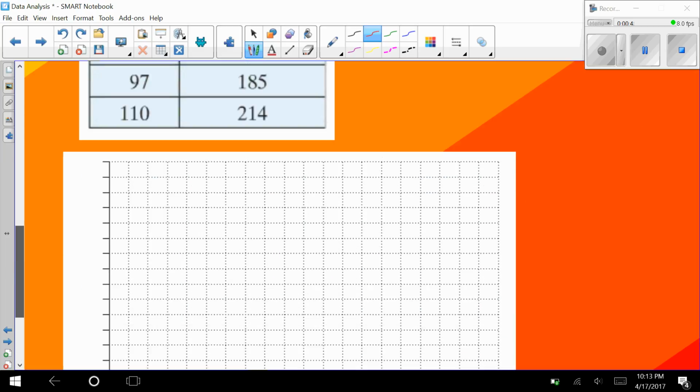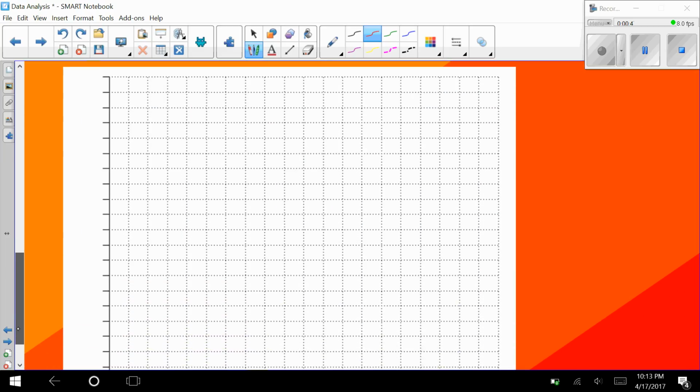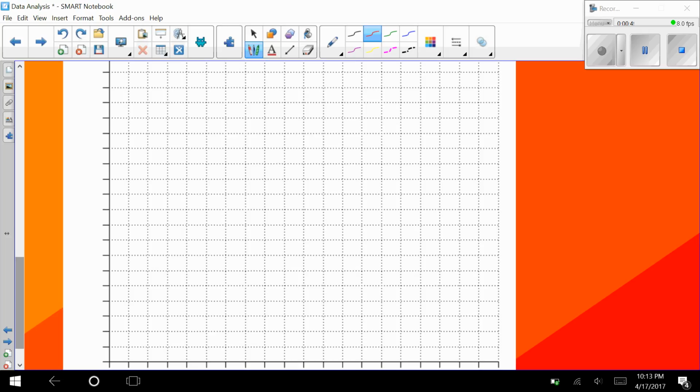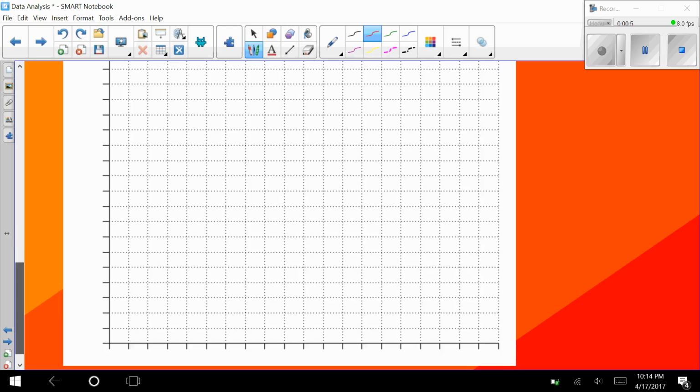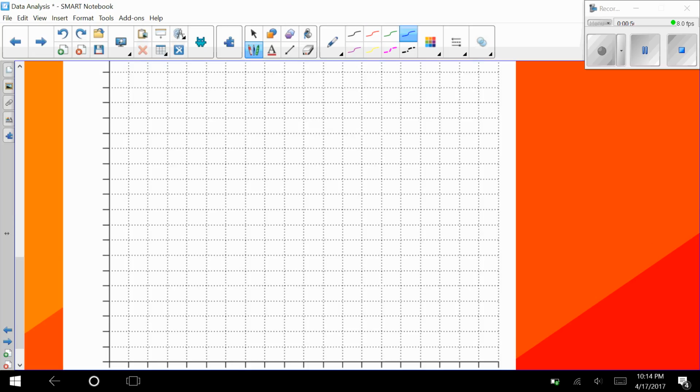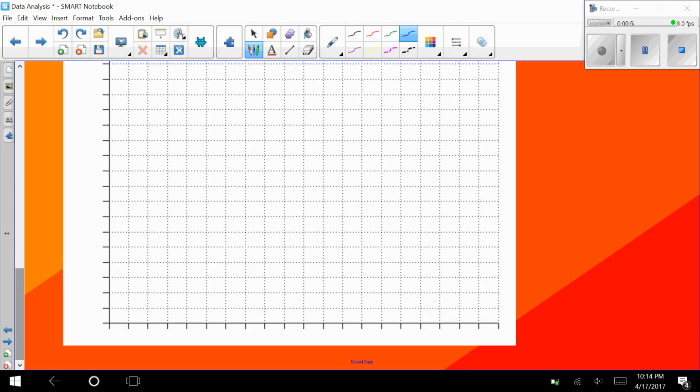Trying to make our whole graph fit on there. Perfect. Just about. Our heights will be our x-axis, and they go up to about 110. So I'm going to go by tens for my lines. So 10, 20, 30, 40, 50, 60, 70, 80, 90, 100, 150. All right, so that's height.